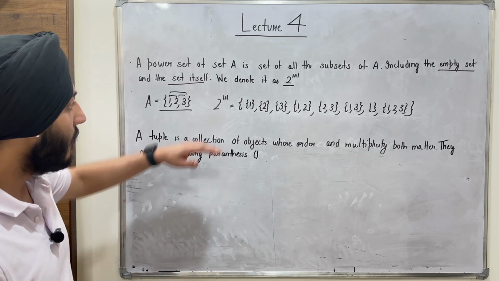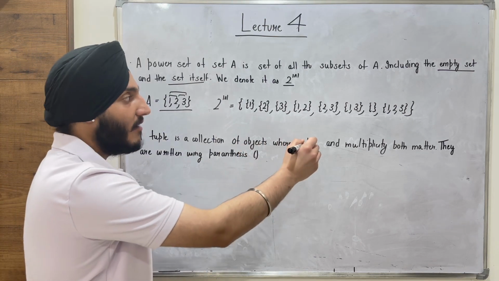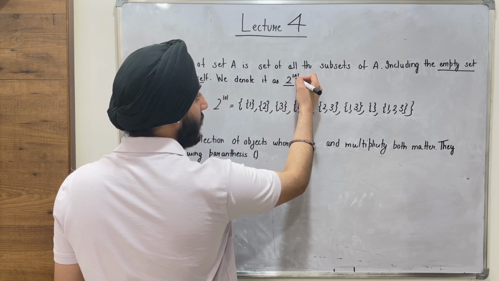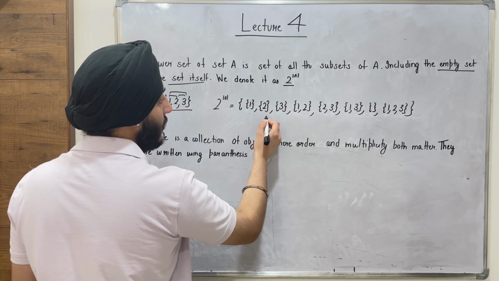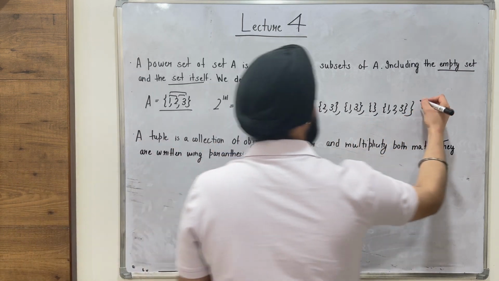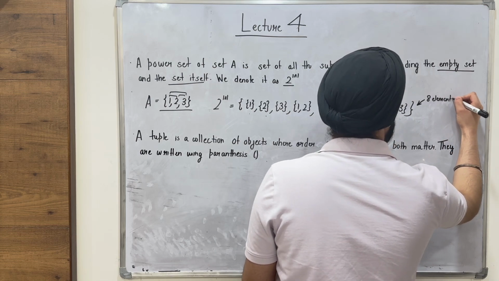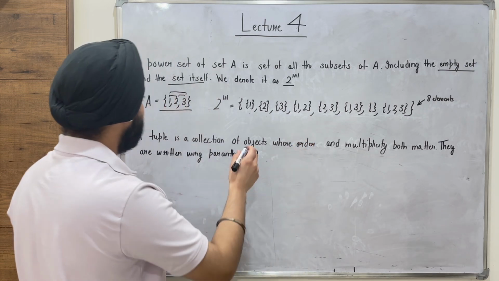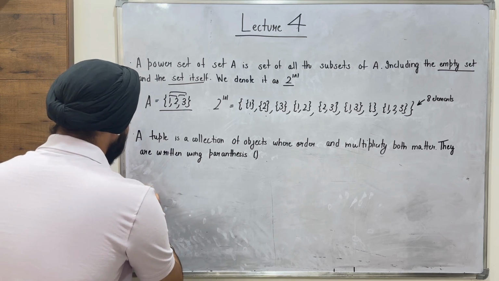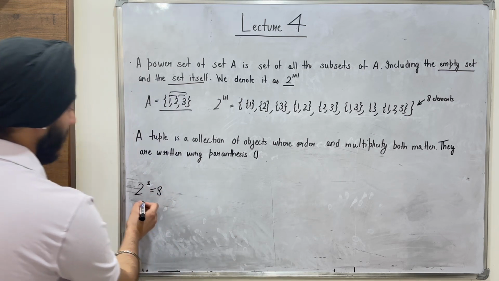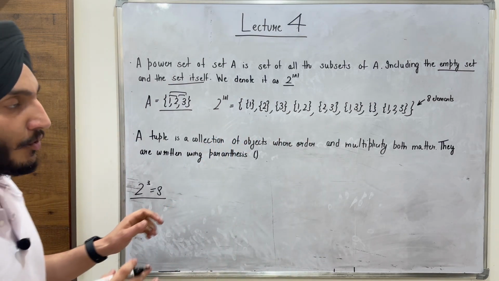Now, why do we denote it using this symbol? The basic point is that the number of elements in the power set is going to be 2 to the power cardinality of the set. So if you look at it, this has 8 elements, and A has 3 elements. If I do 2 to the power of 3, it's going to be 8, right? And that is exactly the number of elements we have. So this is a very important thing to understand.